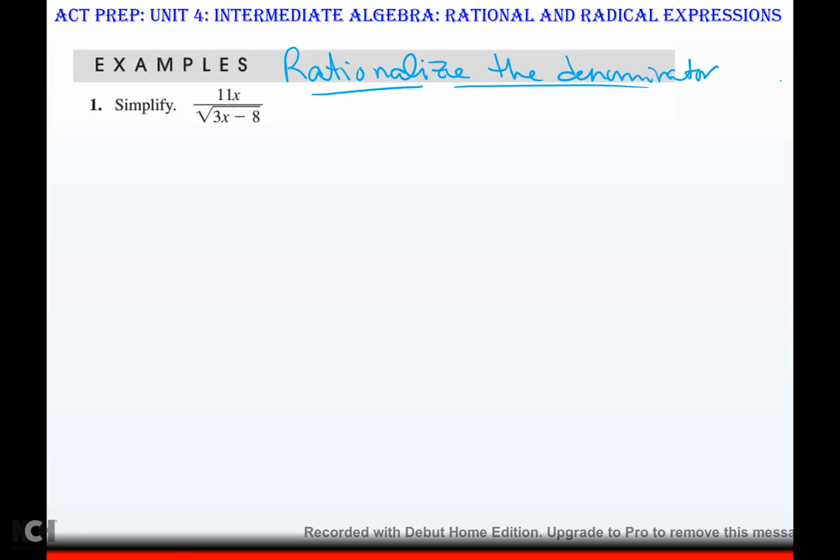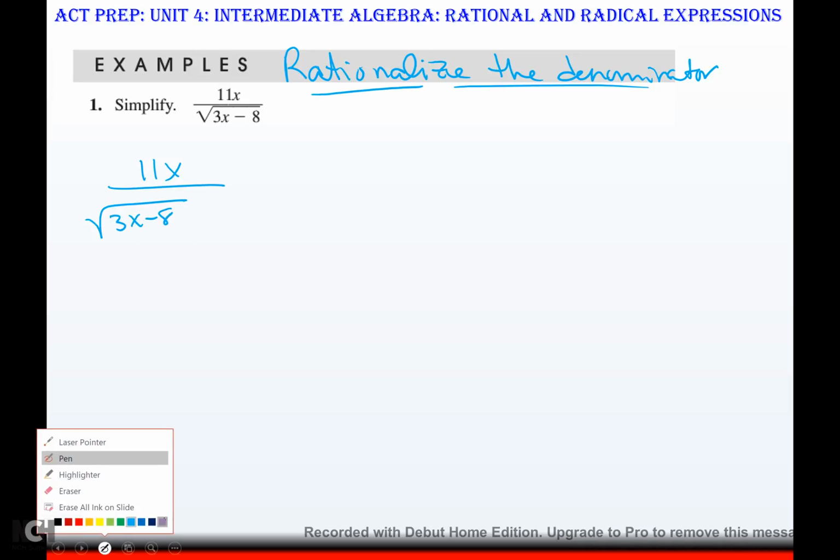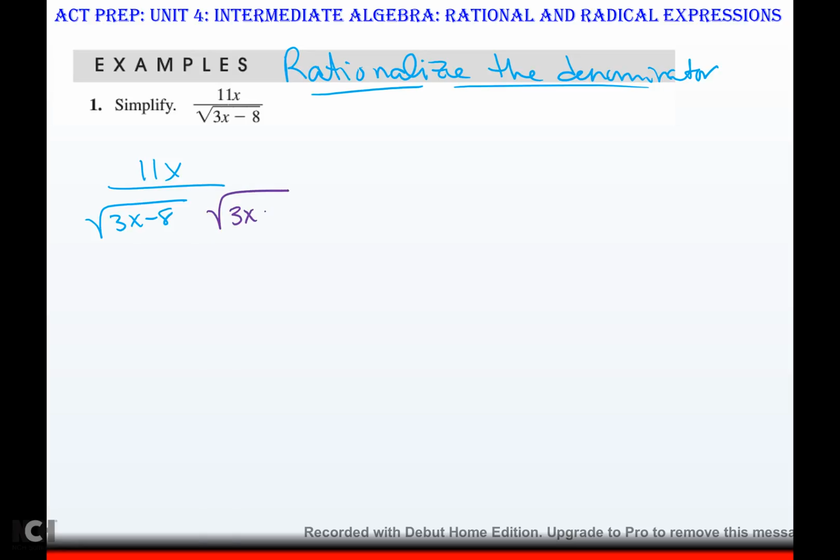It's nice if you understand the language, but basically when you see a problem that has radicals in the denominator, you have to get rid of them. That's the square root of 3x minus 8. If you want to kill a square root, you multiply it by itself. So I multiply by the square root of 3x minus 8, which you can do to a fraction, as long as whatever you do to the bottom, you also do to the top.